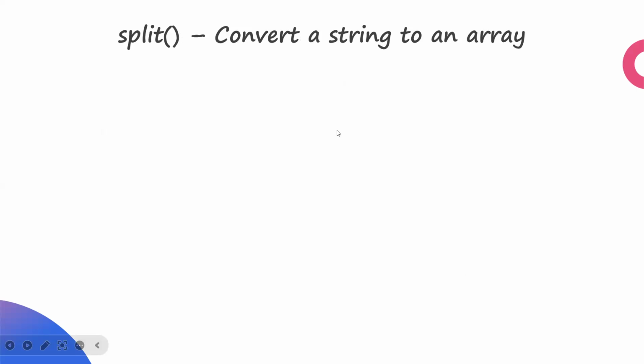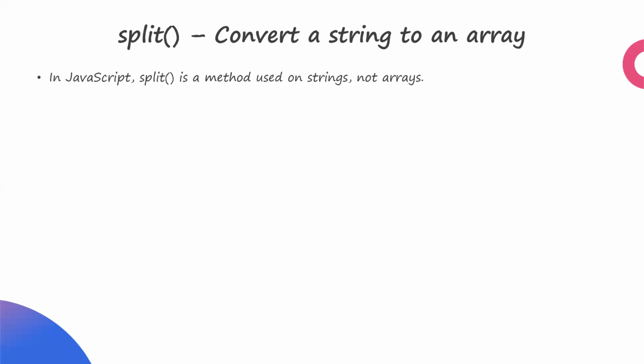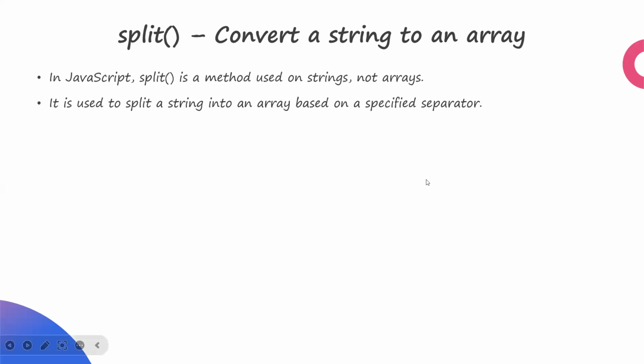All right. So let's talk about the split method. The split method is what we use to convert strings to arrays. We use the join method to convert arrays to strings, but we use the split method to convert strings to arrays. All right. In JavaScript, split is a method used on strings, not arrays. So you use the split method on strings to convert them to arrays. So it is used to split a string into an array based on a specified separator. So when you have a string and you call the split method on that string, it will convert it to an array with that separator.